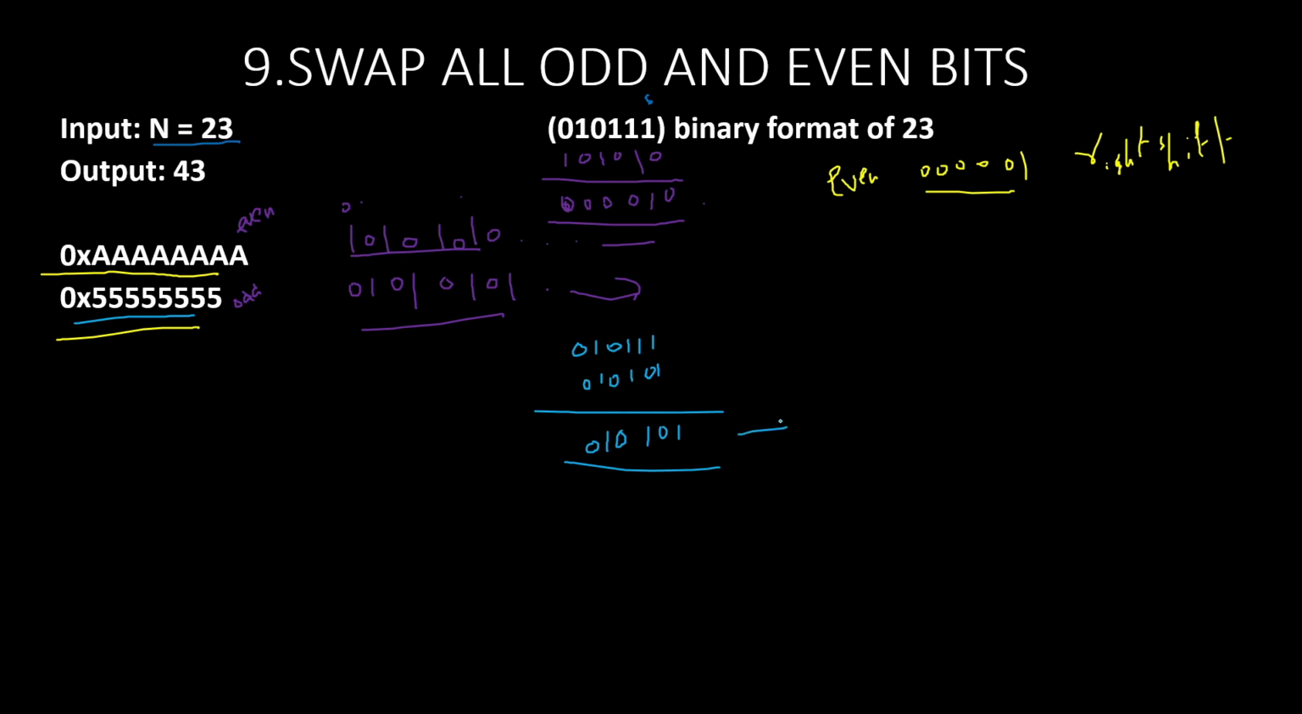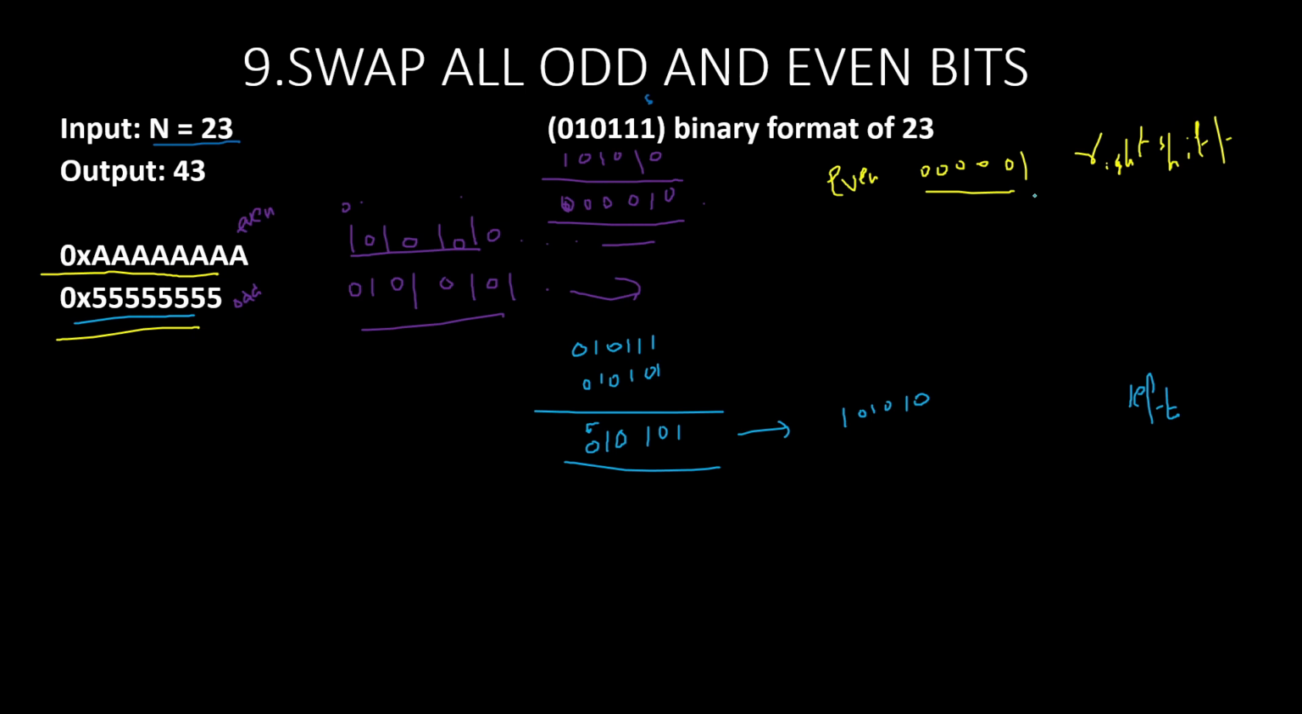Now we have to shift this to the left. We'll be doing a left shift for odd values. If we do a left shift, one bit will be shifted to the left side. Only one bit we have to shift. So after shifting one bit for every position, we get the answer 10, 10, 10. So this is the answer we get.